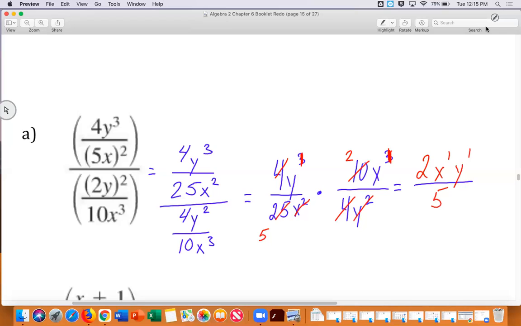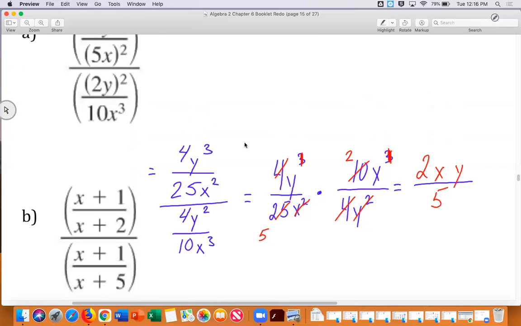Carolina, you okay? Justin, you okay? Isaac, you okay? Cool. Where did you get the 2x? 10 and 25. What goes into 10 and 25? 2. Not 2, but 5, right? So 5 goes into 10 2 times, and 5 goes into 25 5 times. All right.